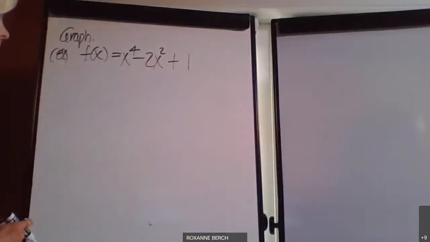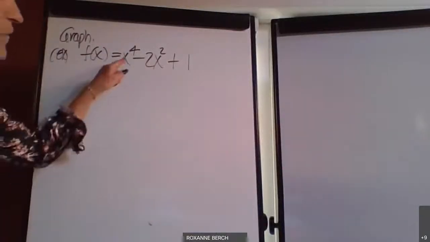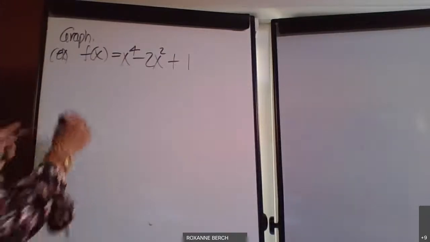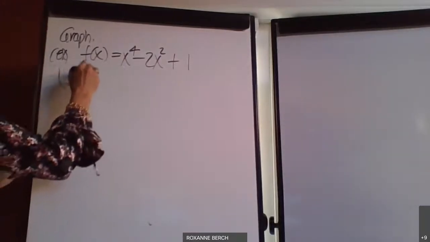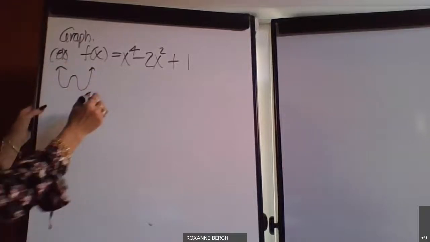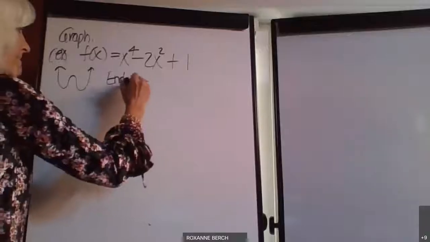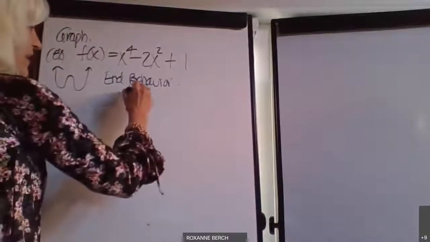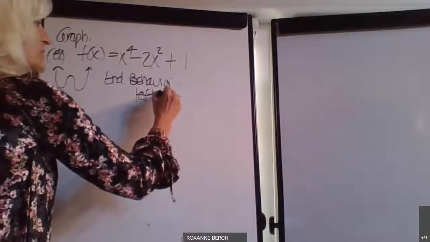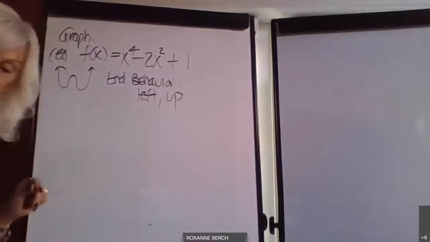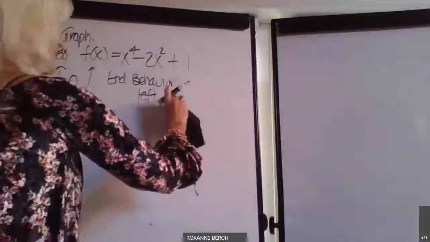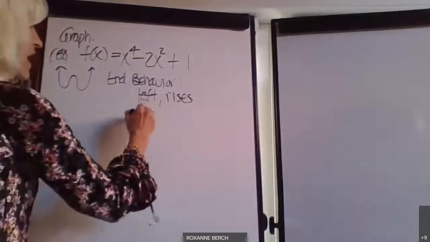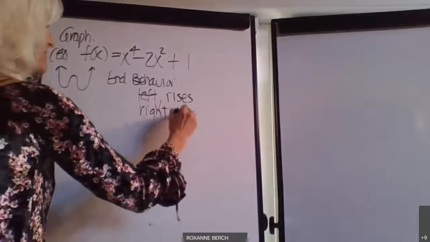So here we go. First of all, what does a fourth degree look like? Both ends go up. Both ends go up. So we do the end behavior. We're going to say on the left, it goes up or rises. Rises or falls. And on the right, it rises.